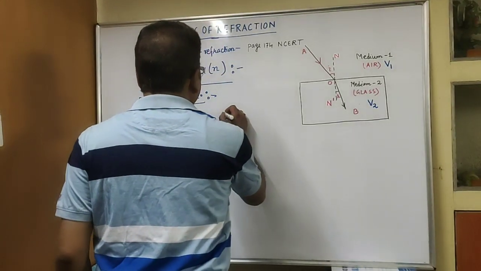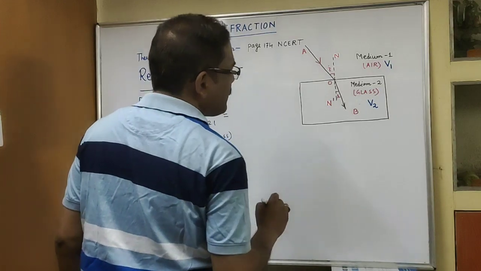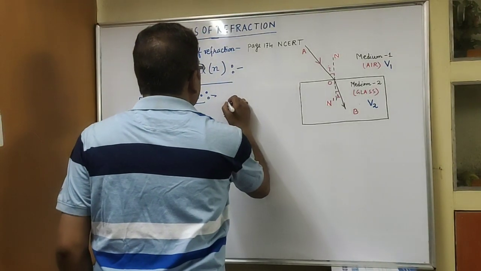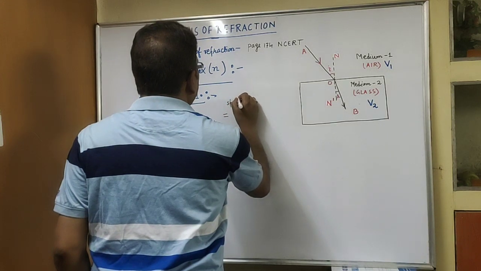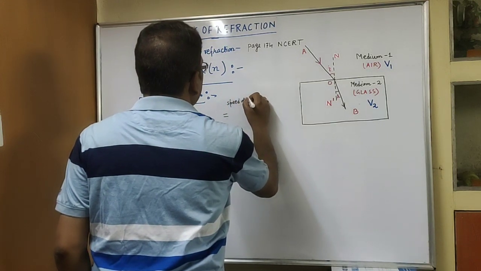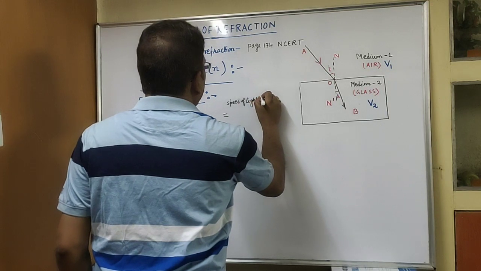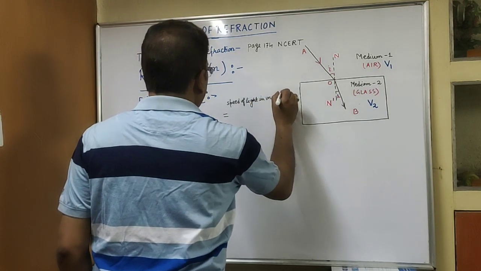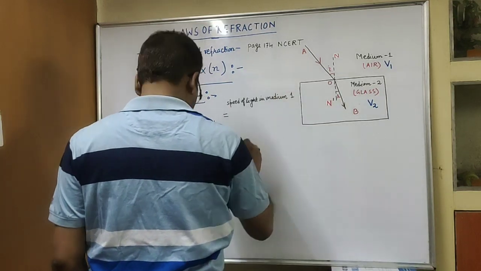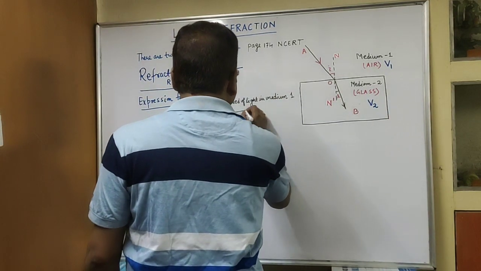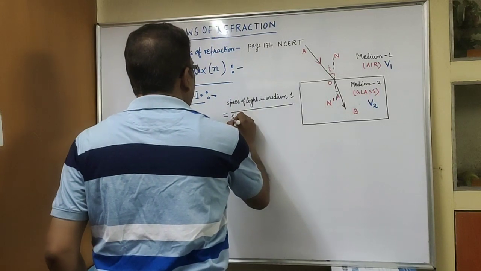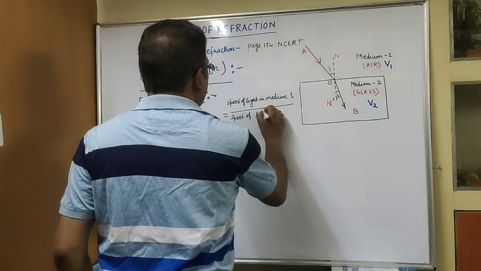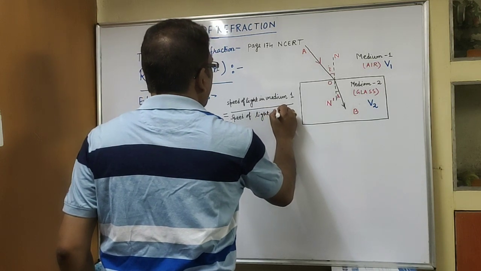Now we can relate this with speed of light in the medium. So it will be equal to speed of light in medium 1 by speed of light in medium 2.